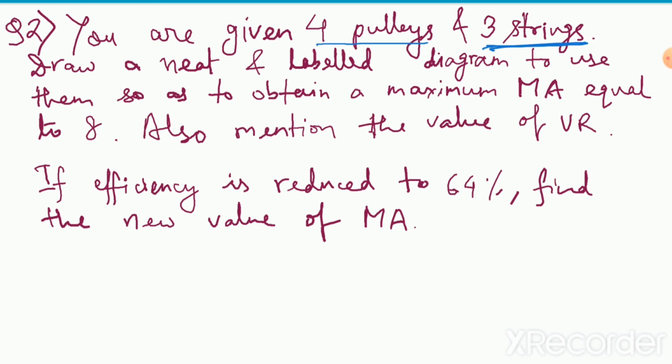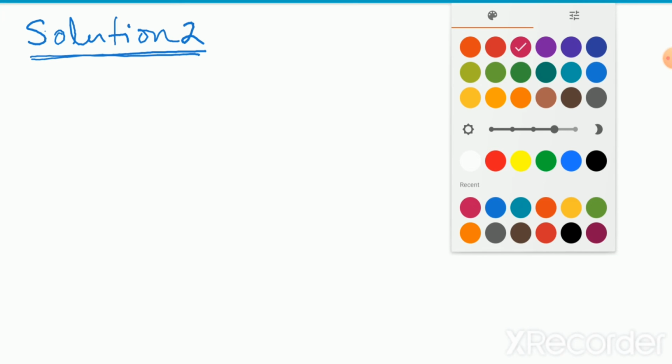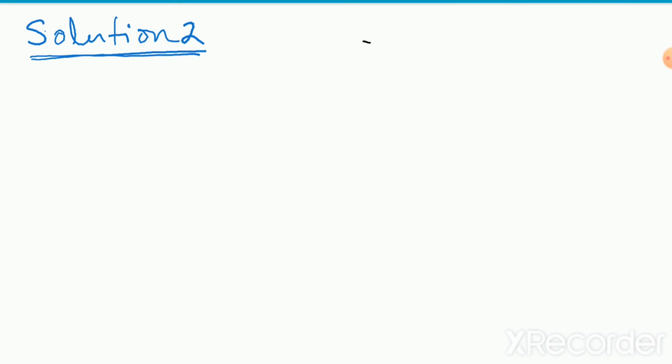So if I have 3 separate strings, definitely this is a combination of a single fixed pulley with the other 3 as movable pulleys. So what will the diagram be like? Let us quickly come to the solution. Let us draw the diagram. First of all, there is a rigid support like here. Just draw the support, this is the support point.